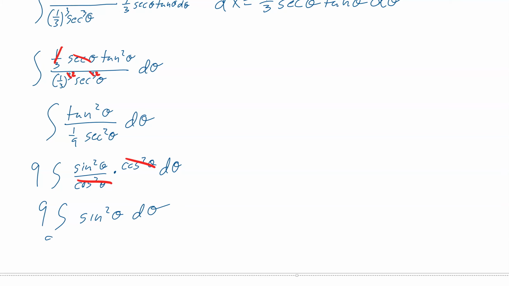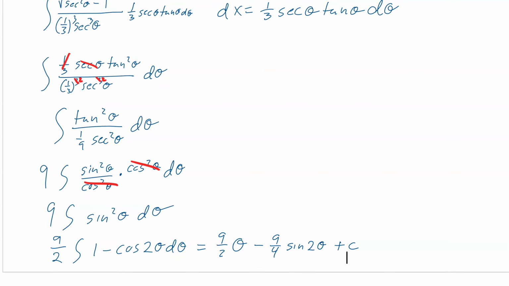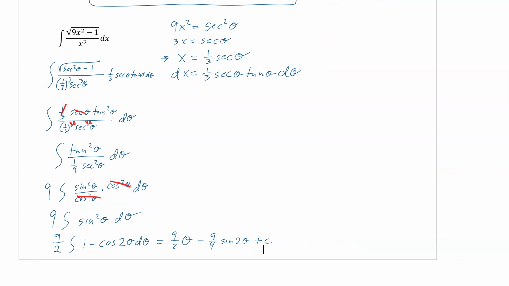All right, and then obviously we use our double angle, so 9/2 integral 1 minus cosine 2 theta d theta, which would be 9/2 theta minus 9/4 sine 2 theta plus c. And if we double check this, this would become 9/2, 1, perfect. And then that would become cosine 2 theta times 2, which cancels with that, gives us 4th. All right. So now we just go back and do our quick little replacements.